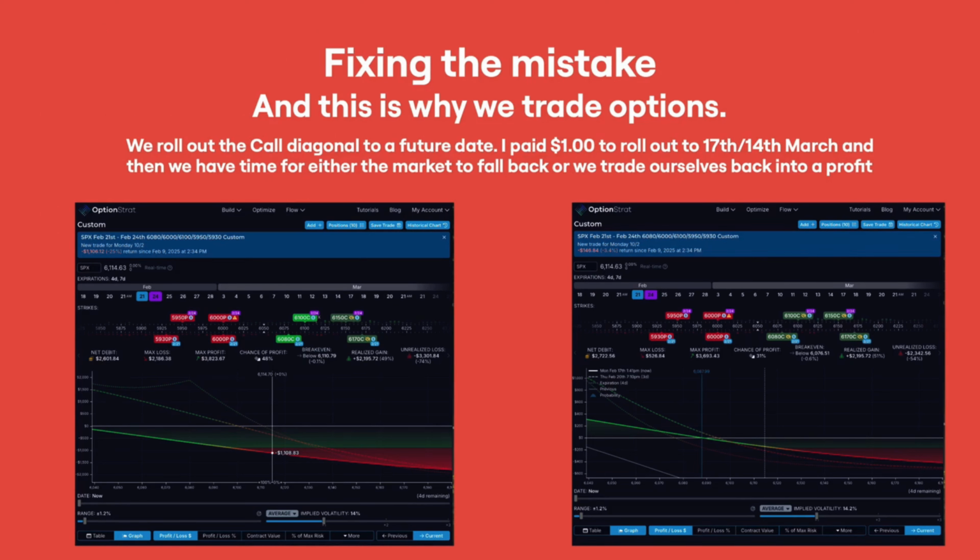And this is why we trade options. We roll out the call diagonal to a future date. I paid $1 to roll out to the 14th of March, so 3 weeks out. And now I have time for either the market to fall back or I can trade myself back into a profit.